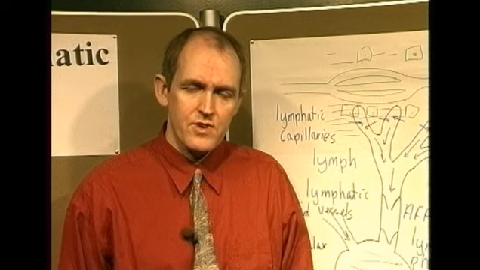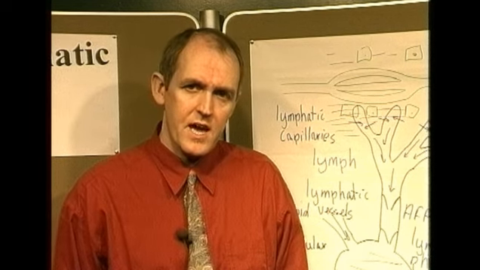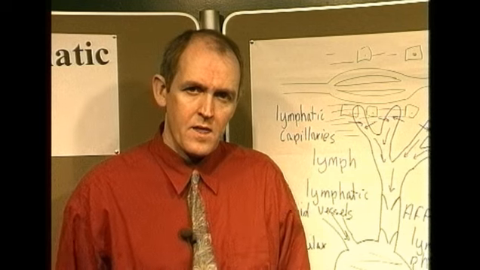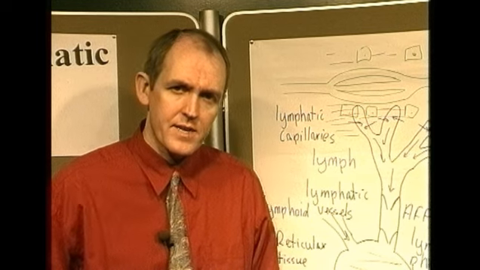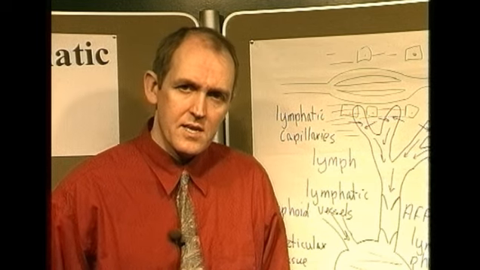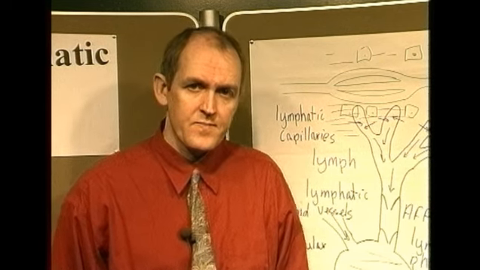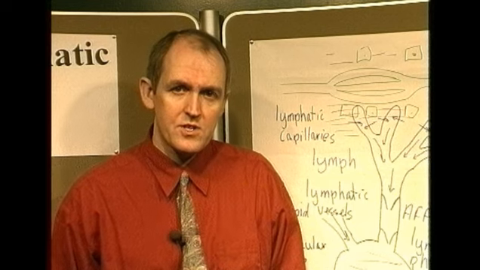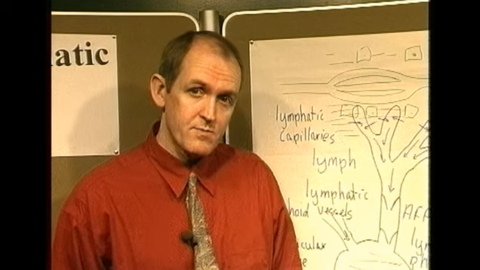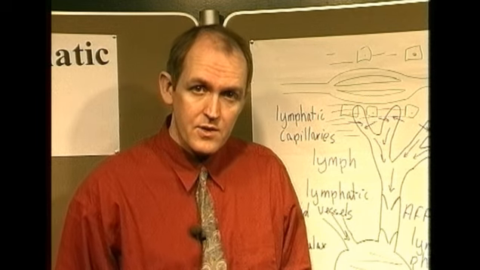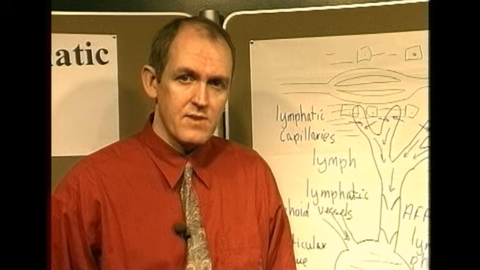Several lymphatic vessels will drain into a lymph node. The vessels which drain into a lymph node we refer to as afferent lymphatic vessels. In the lymph node there is a reticular framework, net-like tissue, which houses lymphocytes, B and T lymphocytes, and phagocytes. This tissue collectively is referred to as lymphoid tissue.